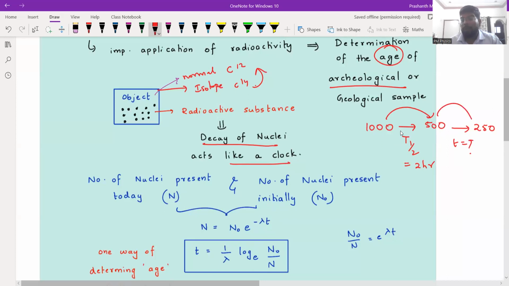So now, by measuring the number of active nuclei, we can tell the time. That is the process. They will measure the number of active nuclei in the given sample: how many active nuclei are there?